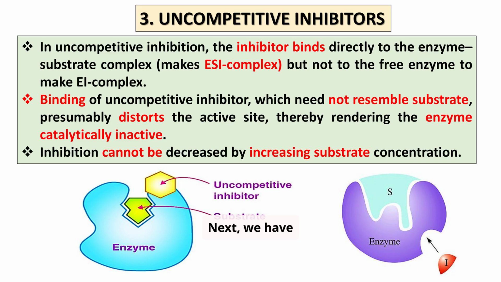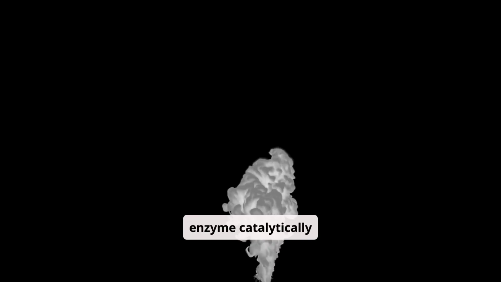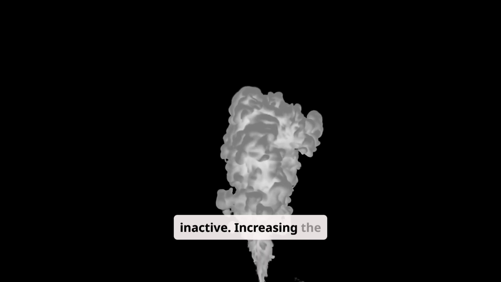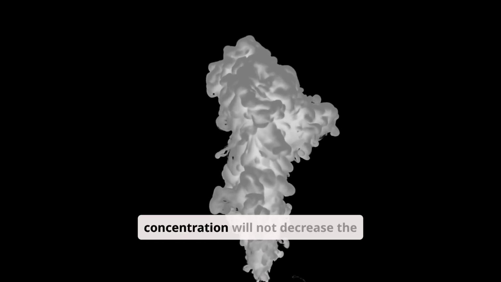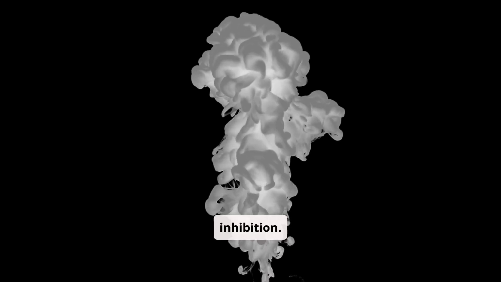Next, we have uncompetitive inhibitors. These inhibitors bind only to the enzyme substrate complex, not to the free enzyme. This binding distorts the active site, rendering the enzyme catalytically inactive. Increasing the substrate concentration will not decrease the inhibition.